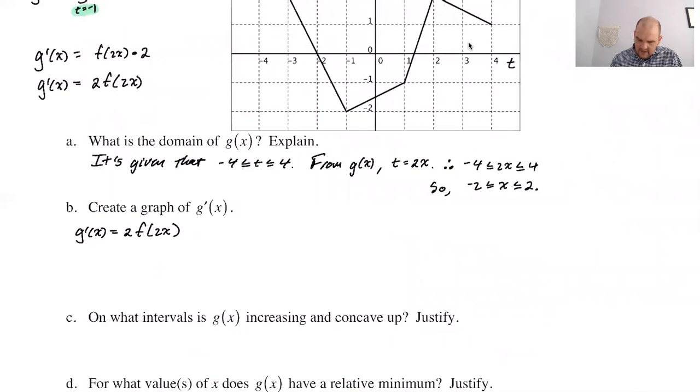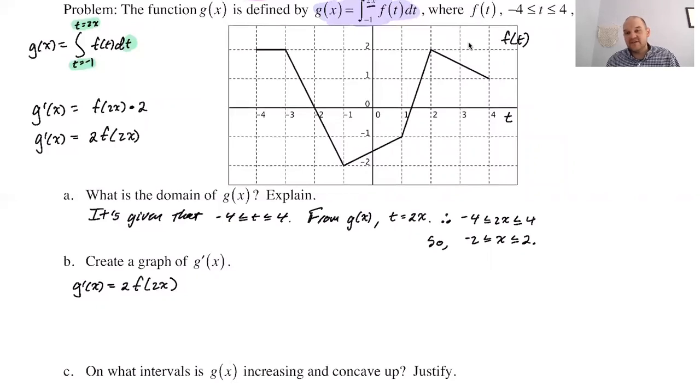All right, so now there's a lot of ways to create this graph. Basically, think of your transformations. What we're going to do is take every y value on the graph of f and double it. So the original graph is between -2 and 2. The graph of 2 times that will be from -4 to 4. So that's going to be a part of our answer.